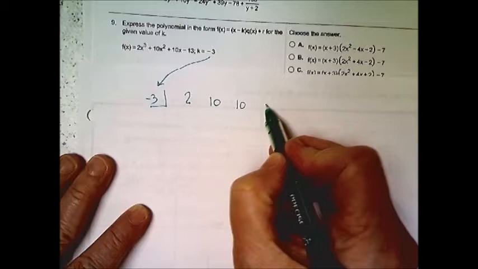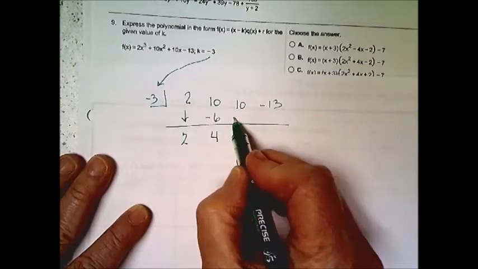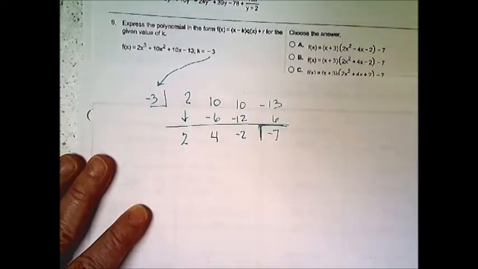And we're going to divide. So 2 times -3 is -6. Gives me 4. 4 times -3 is -12. Gives me -2. -2 times -3 is 6. Gives me -7. So I have a remainder. Okay? So this is what they want me to express.